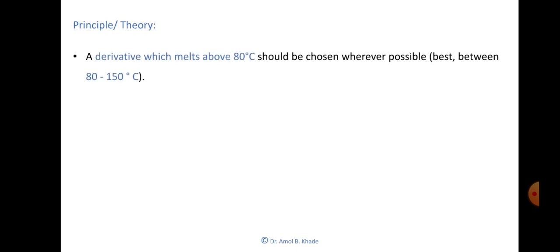When we are converting our compound into its derivative, we have to see that the derivative is prepared in such a way that it should at least melt above 80 degrees Celsius. It should not have a melting point below 80 degrees, and this should be kept in mind. And it is always better that whatever derivative you are preparing, it should have a melting point between 80 to 150 degrees Celsius. This is the ideal melting point for the derivatives which we are getting in solid form.